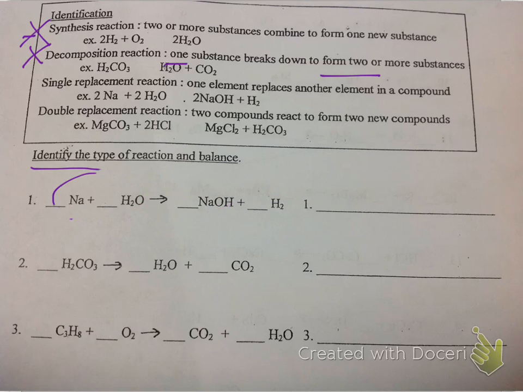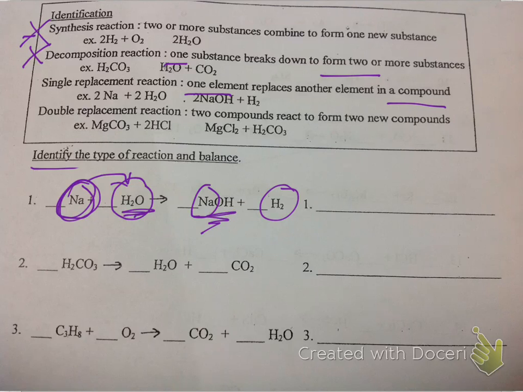Next definition, a single replacement reaction is when you have one element replacing another element in a compound. So what we're looking for is a compound and a single element by itself. And what's happening is this single element is going to replace one of the elements in the compound. And that's exactly what's happened here. Na has replaced one of the hydrogens in H2O, forming a new compound, NaOH and H2. So this is going to be a single replacement reaction.